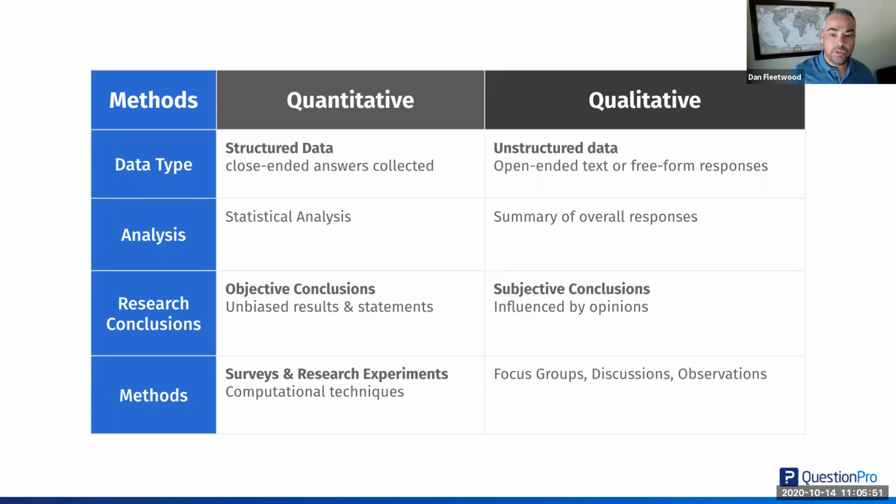And then research conclusions. So with quantitative, you get more objective conclusions. It's unbiased results and statements. Whereas qualitative, because you don't have the mass numbers of people that you're doing research with, it's more subjective, more influenced by opinions. And I would say that's really the point of qualitative research.